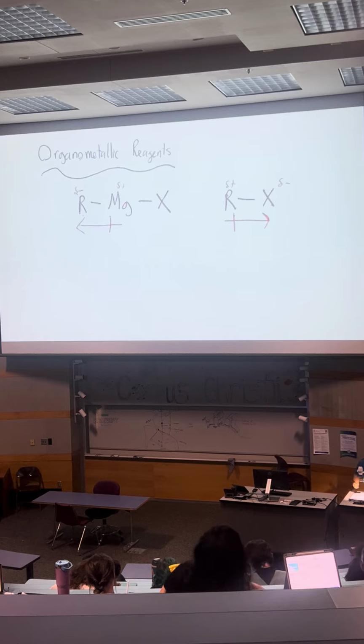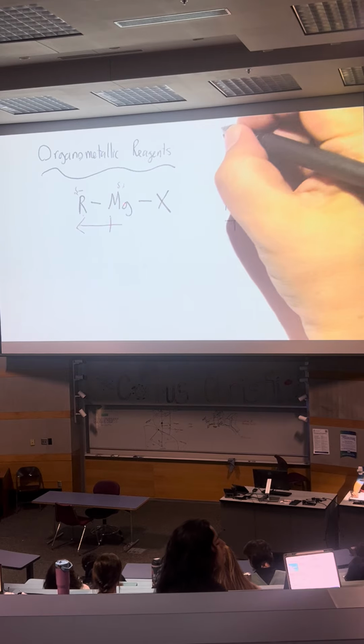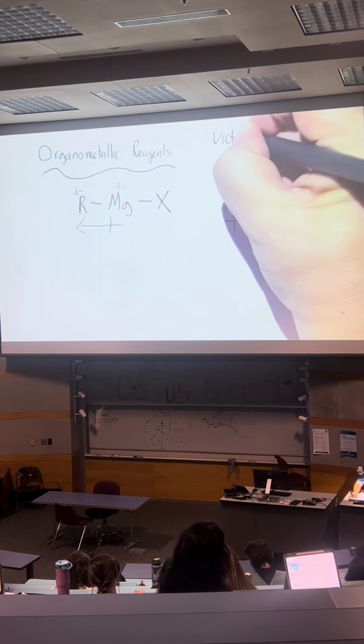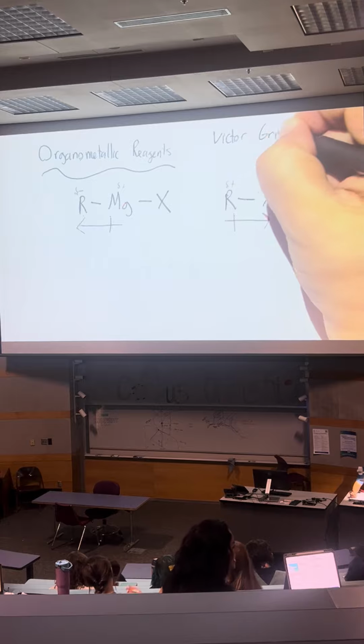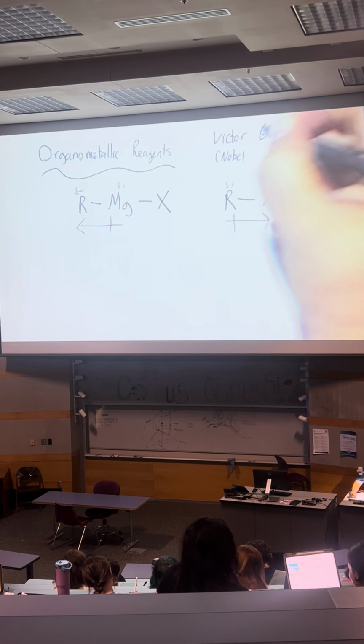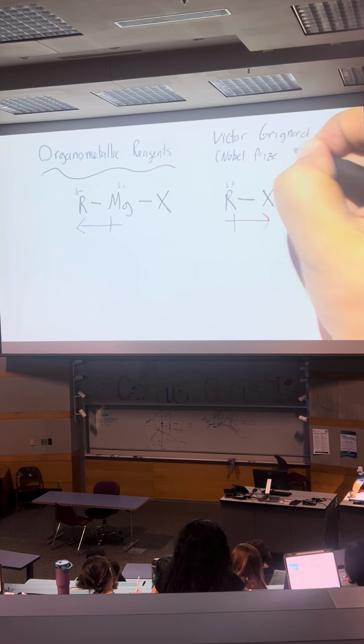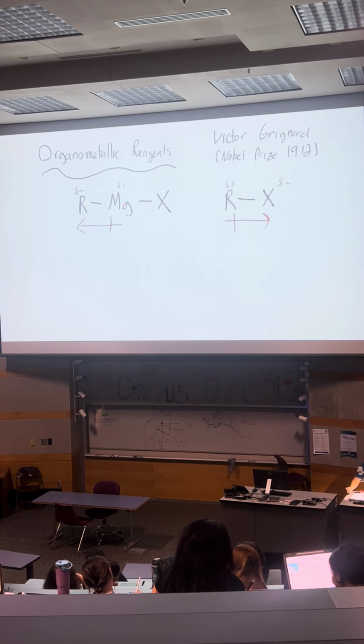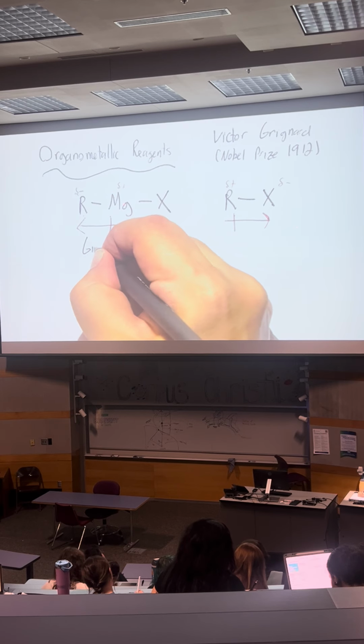Now, the cool thing, again, this chemistry is just really, really amazing. It was put together by Victor Grignard, and he won the Nobel Prize for the chemistry we're about to show you in 1912, all right? And this reagent here, this is known as the Grignard reagent.